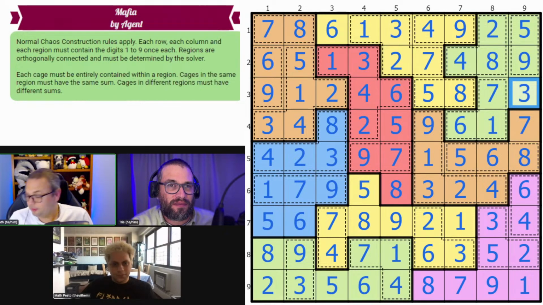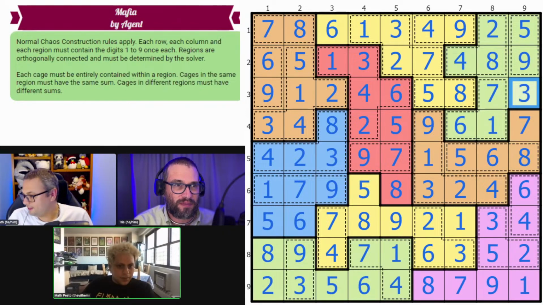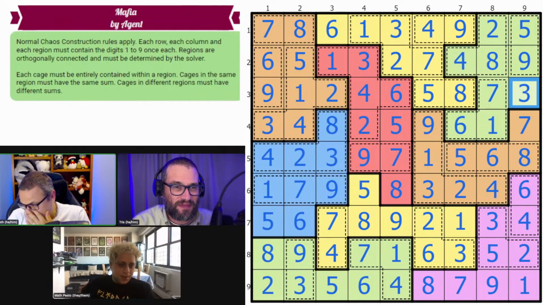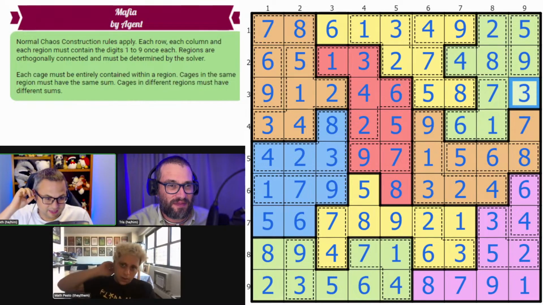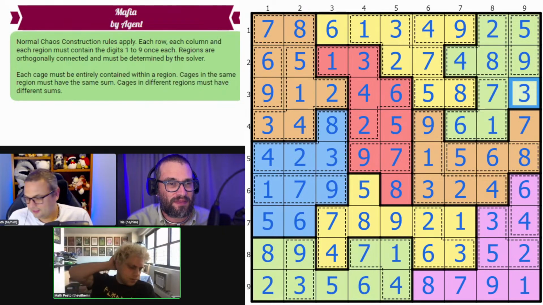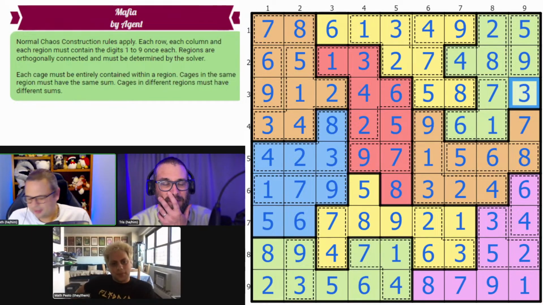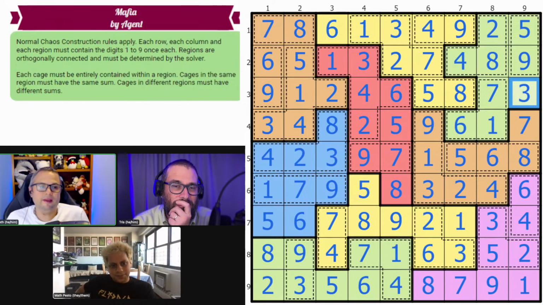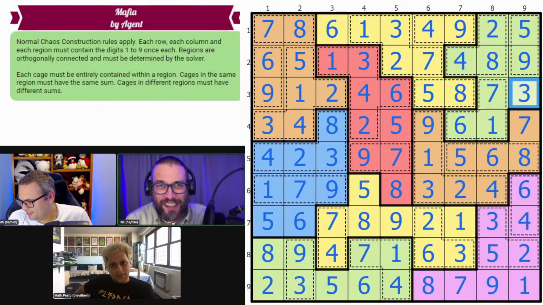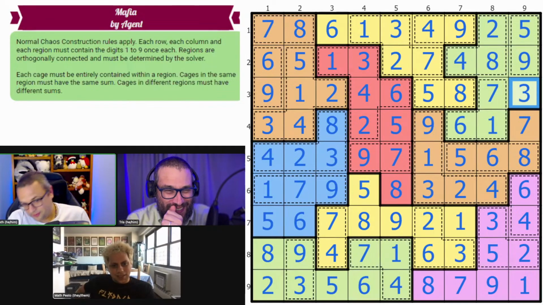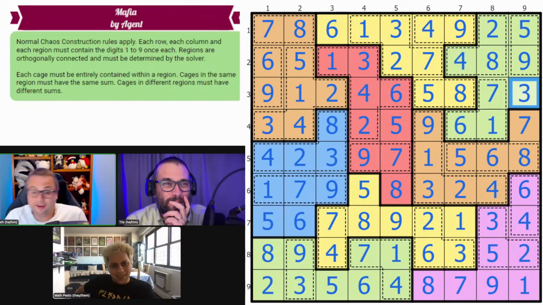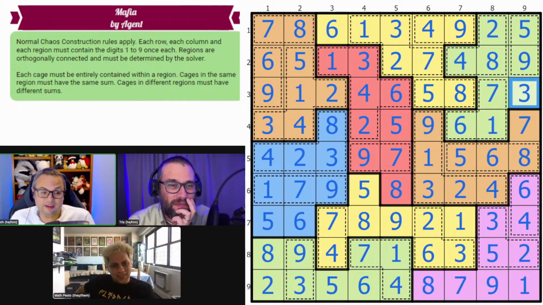Alrighty, well, do you have time to do another puzzle? Oh, yeah. This has been more expedient than I anticipated when I looked at the puzzles. I guess I wonder why this is called Mafia. Because it's killing. Yeah, I guess maybe because of that. It's a bunch of killers getting together. Right. It did happen that every region had at least 2 cages.